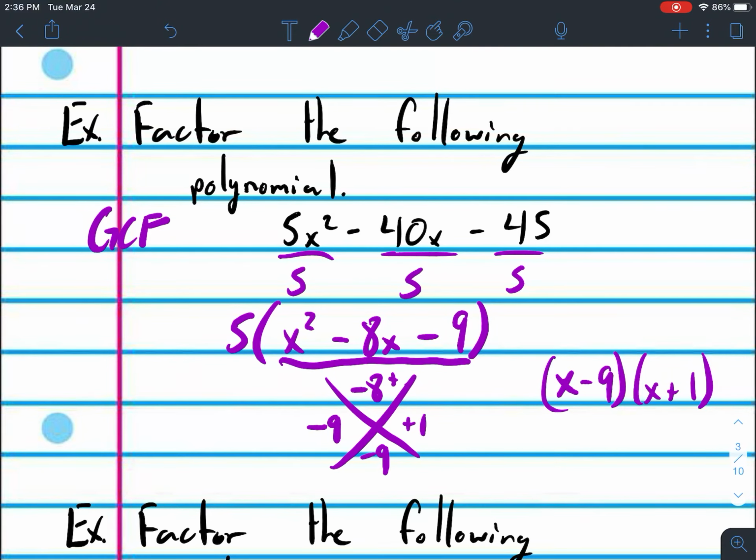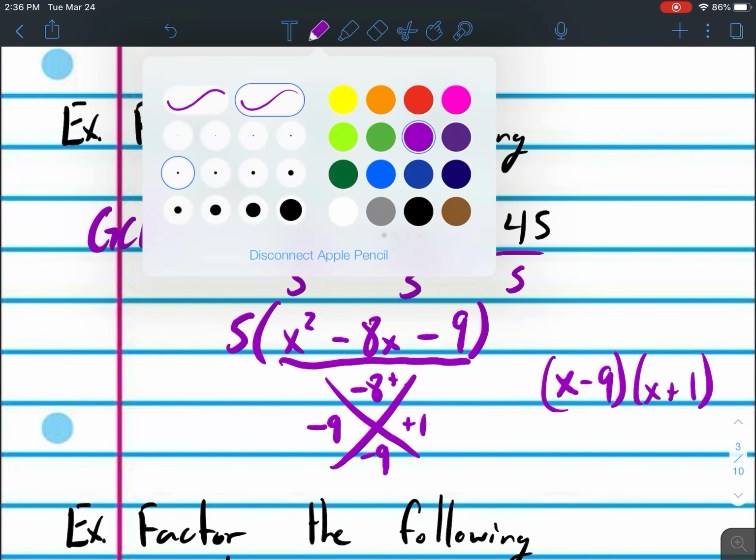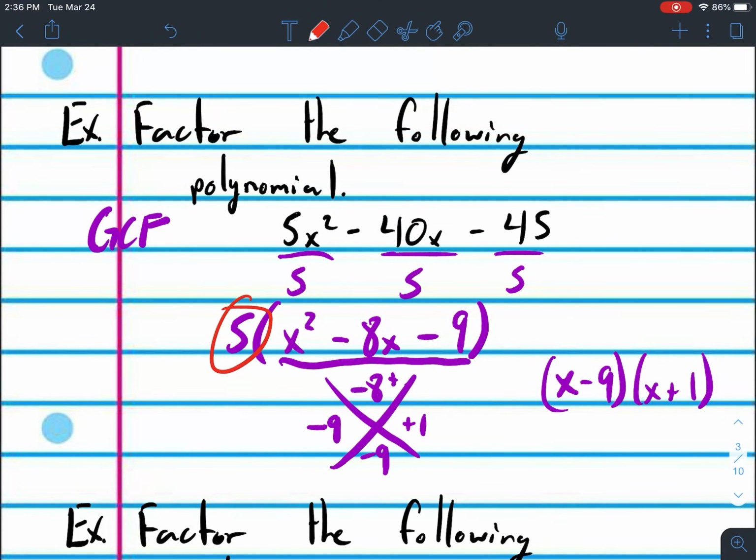Am I done? No, because my answer, I took out a 5 right at the start, which means I need the 5 right there. Because we took that out at the start, we just ignored it for the second just to make life a little bit easier for us.